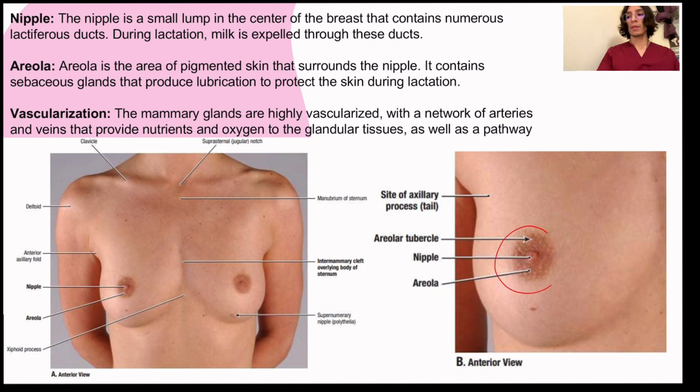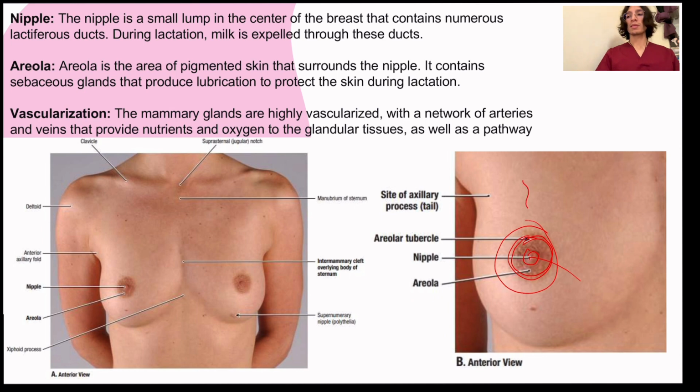The nipple is a small protrusion in the center of the breast that contains numerous lactiferous ducts. During lactation, milk is expelled through these ducts. The areola is the area of pigmented skin that surrounds the nipple. It contains sebaceous glands that produce lubrication to protect the skin during lactation.